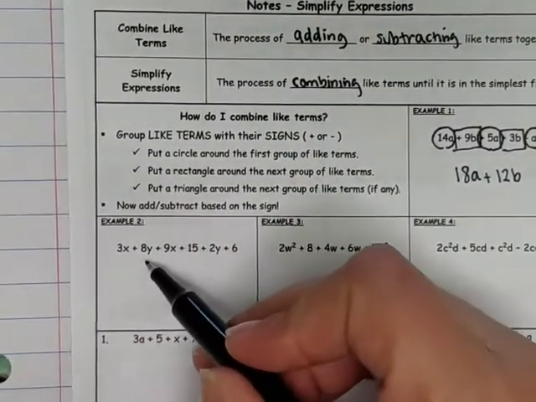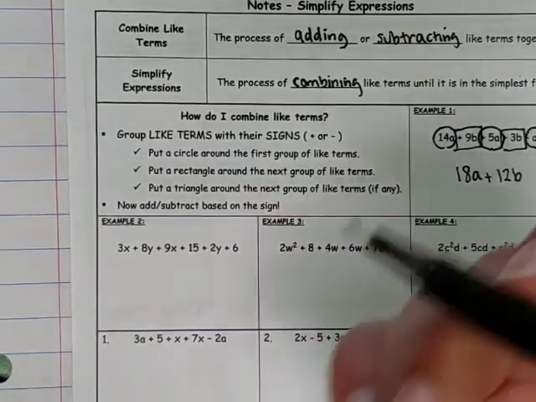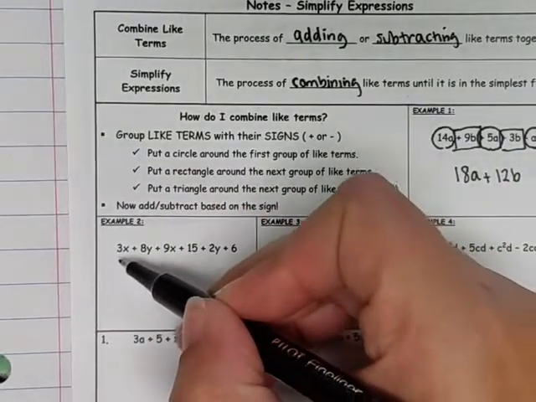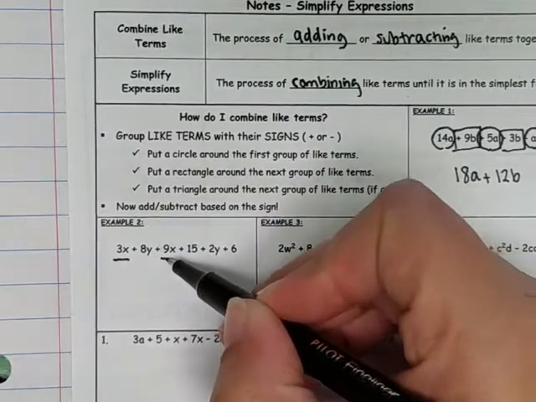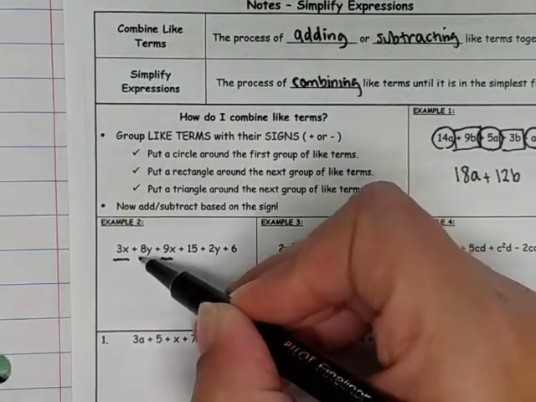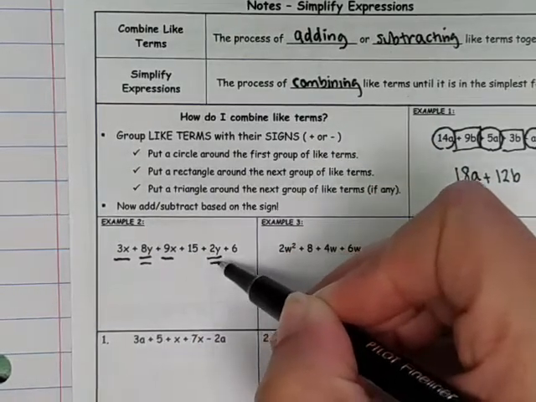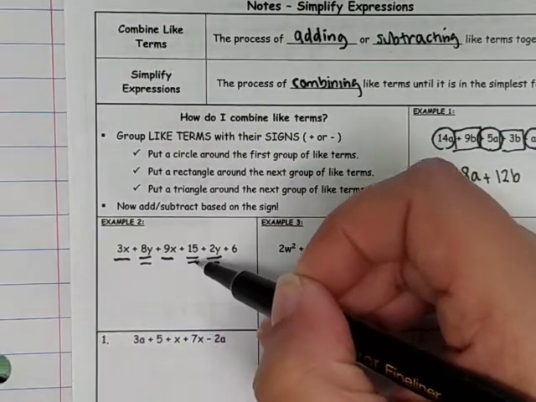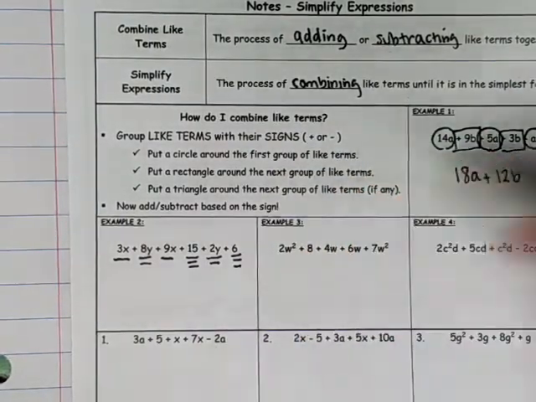All right, here's another long string of an expression. It looks like I've got X and Y and some constants. So I'm going to use the underlining method for this one. All my X's I'm going to underline once. All my Y's I'm going to underline twice. And all my constants I'm going to underline 3 times.